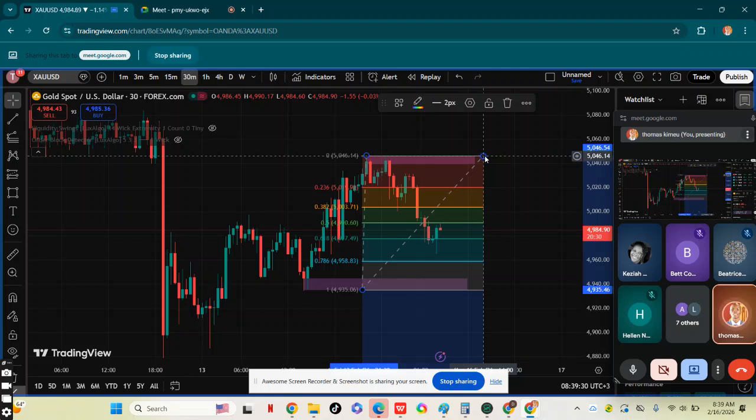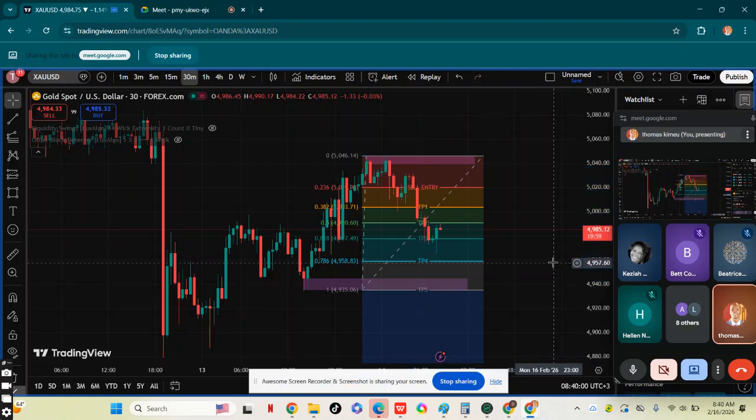So to identify our entries, if the market is within the resistance, this will be your sell entry. This is your TP1, this is your TP2, TP3, TP4, and this is your TP5 at that level.